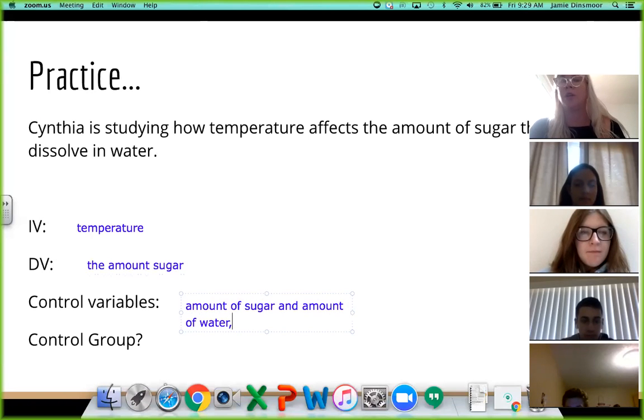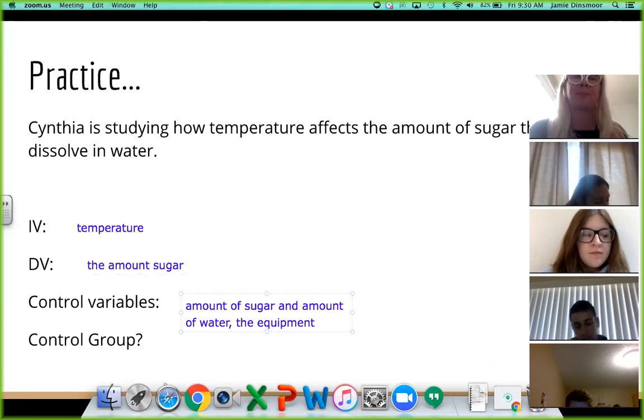The thermometer? Good. So the equipment, we'll just say, because that's going to encompass even the cups, right? Ideally, you should be using the same cup, the same thermometer, the same room temperature, the same amount of light, right? Even though those things probably aren't going to impact this, in a real controlled experiment, everything is the same except for the temperature of the water.